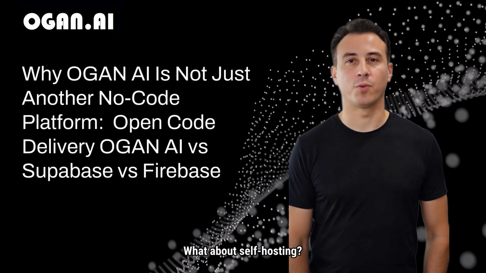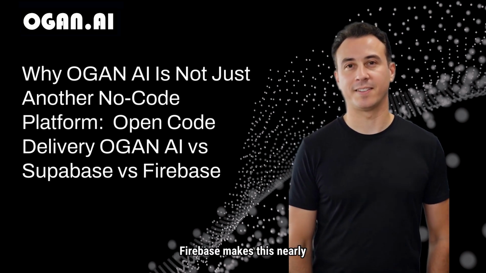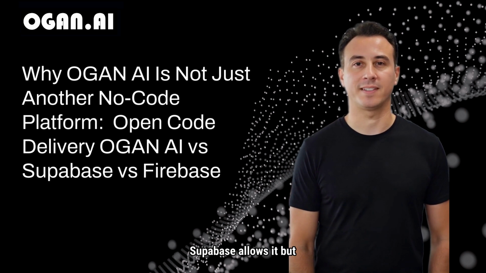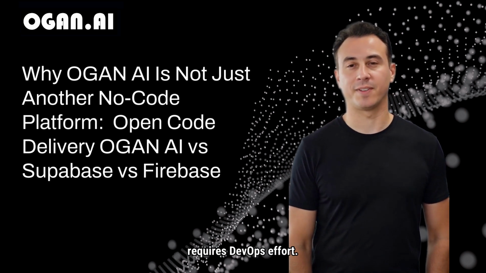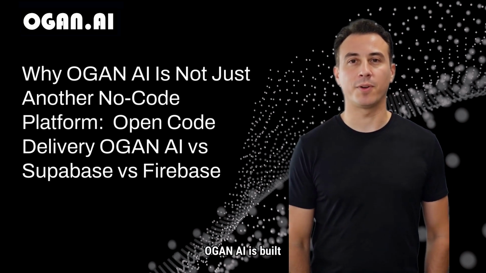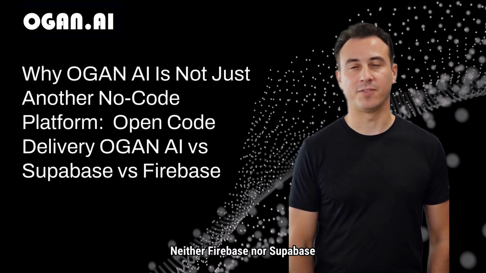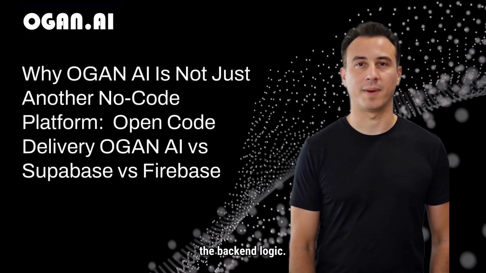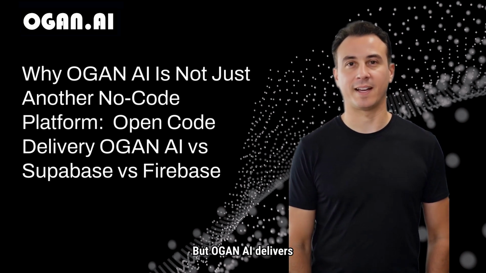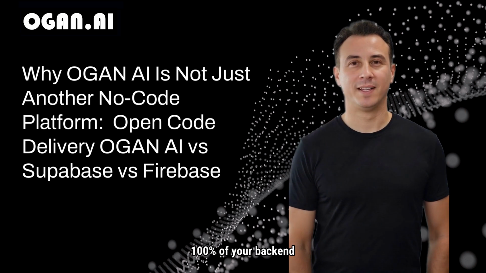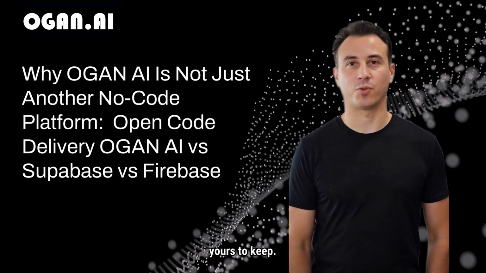What about self-hosting? Firebase makes this nearly impossible. Supabase allows it, but requires DevOps effort. OGAN AI is built for self-hosting from the ground up. Code ownership, neither Firebase nor Supabase gives you access to the backend logic, but OGAN AI delivers 100% of your backend source code. It's yours to keep.